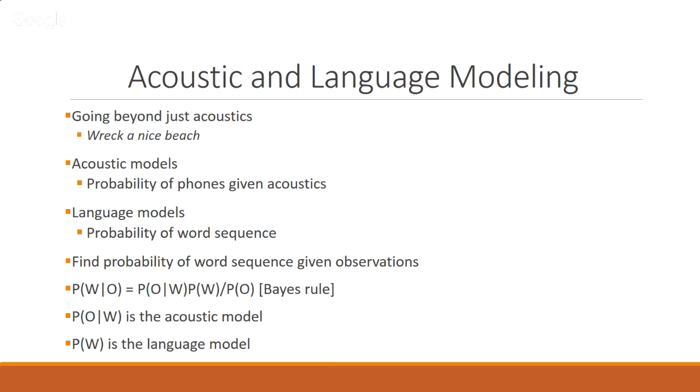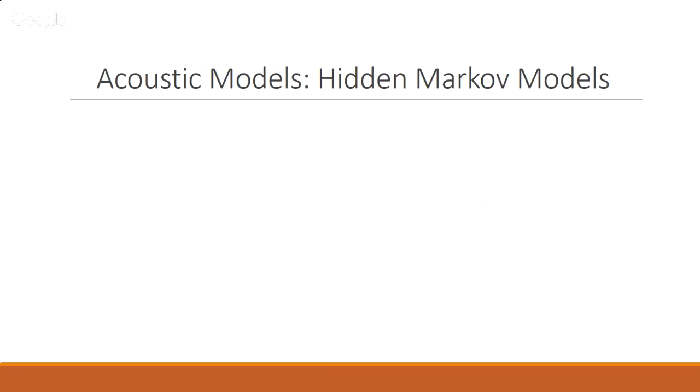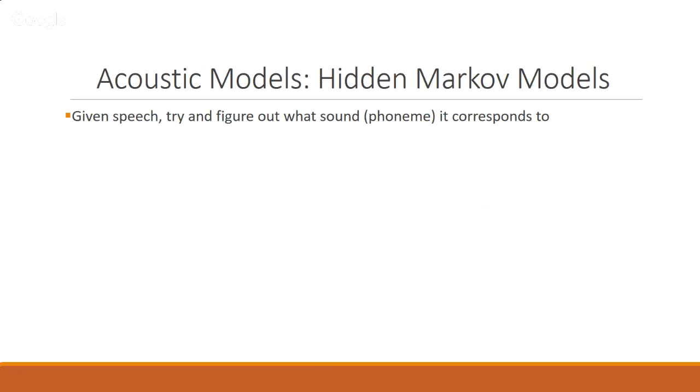For training the acoustic model, you need lots and lots of speech and the corresponding labels, so you need to know what sounds were there at what points in the speech signal. For building the language model, you need lots of words, a huge text corpus, and with that you can use various language modeling techniques, n-grams being the most popular one. The acoustic models were typically built using hidden Markov models, which are like a time series kind of thing. Given speech, you try to figure out what sound it corresponds to.